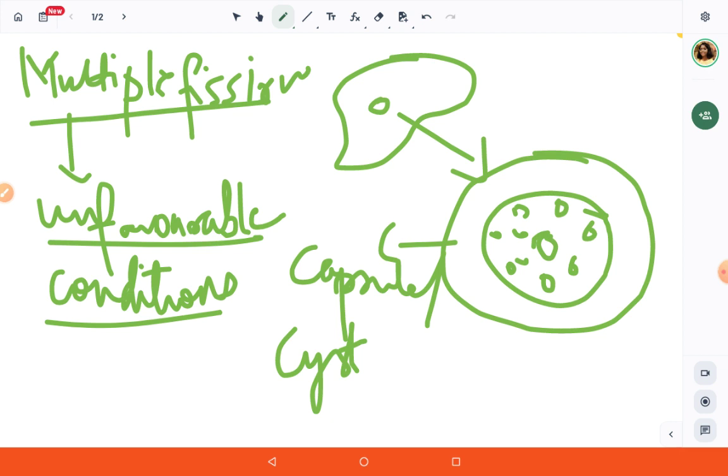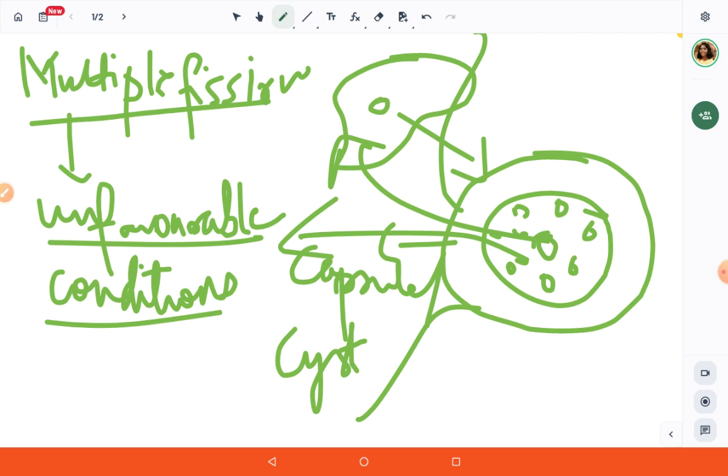And when the favorable conditions return, then this cyst is going to rupture, and all these nuclei, we call them amoebulae. Many smaller amoebas are formed. Amoebulae are formed, and these amoebulae will rush out. This is an example of multiple fission.